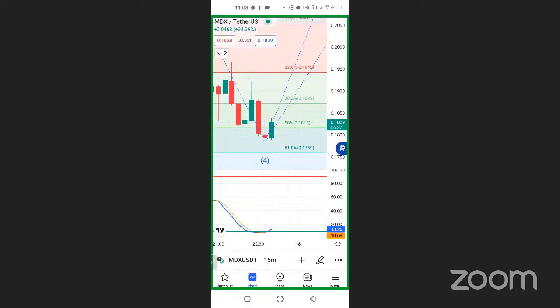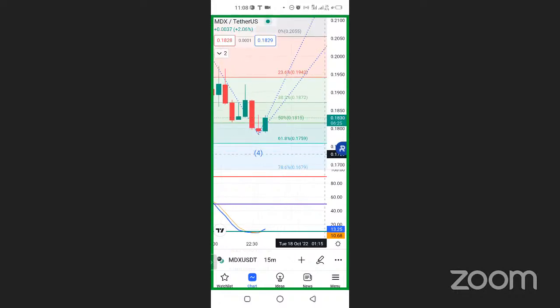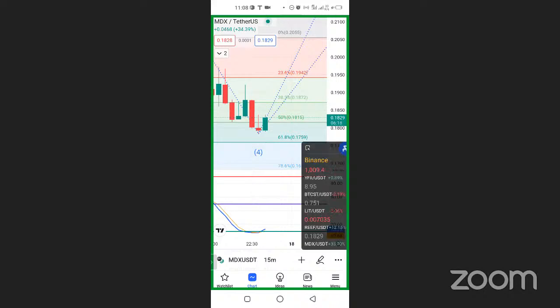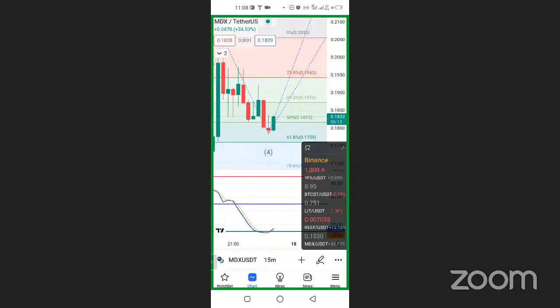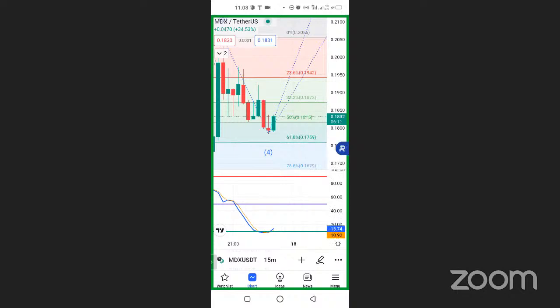You see now, this is an uptrend, right? This is an uptrend because this is a 4. It has to go to 5. This is 15 minutes. Just look at this. It's a good trade. Why? The stochastic RSI is just here, pointing up, right?